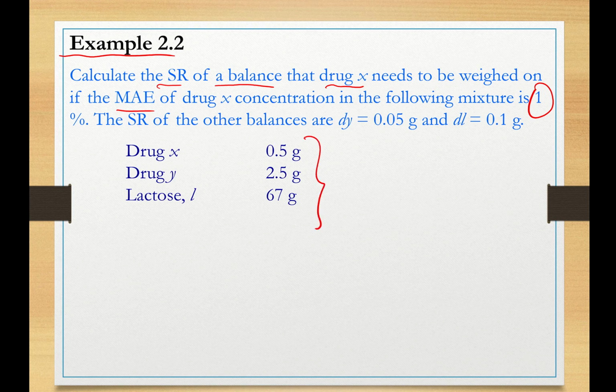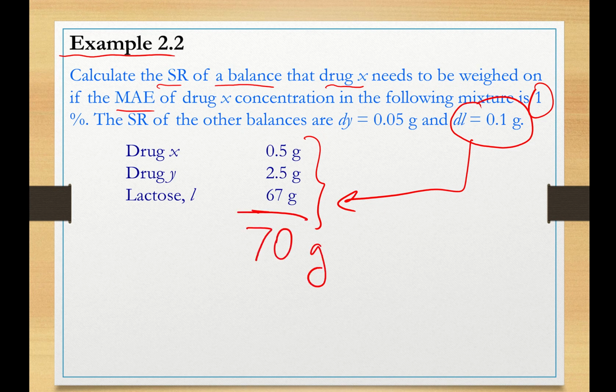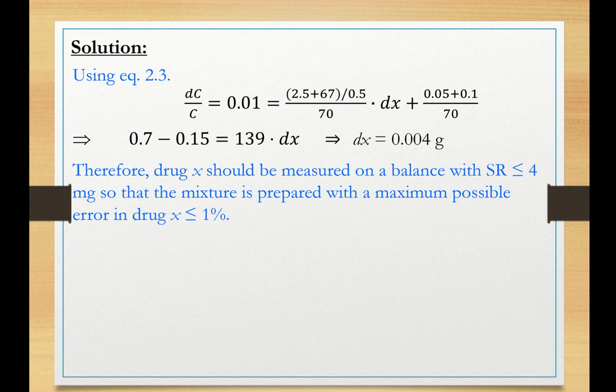And these are the same quantities as before, but this time the SR of the balance that we used to weigh lactose is 0.1 grams. So we're using a more sensitive balance. Again, the amount of mixture here is 70 grams. So again, you are using equation 2.3, but this time this is 1% error. So dC over C is 0.01.